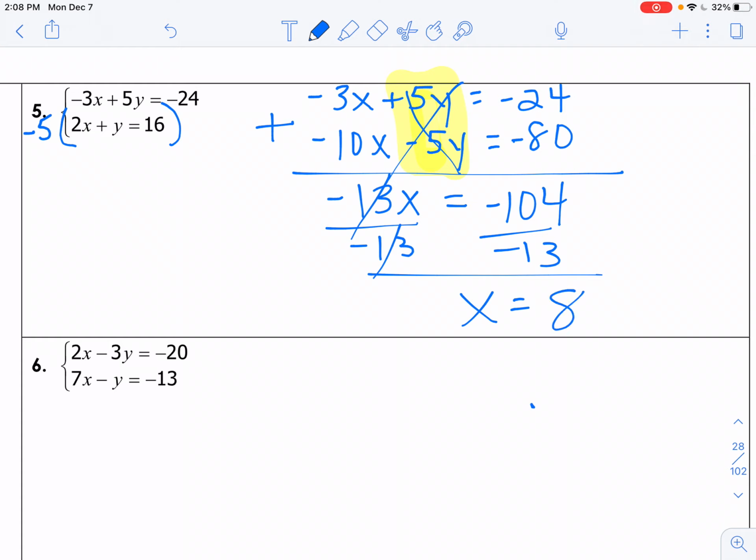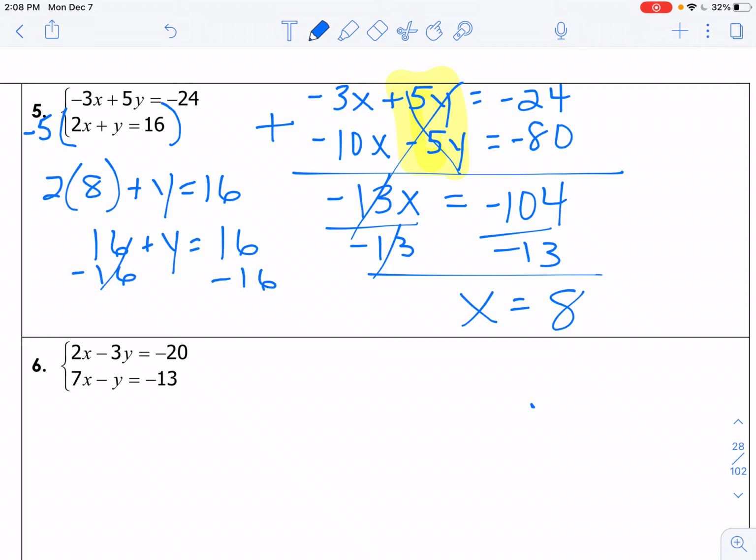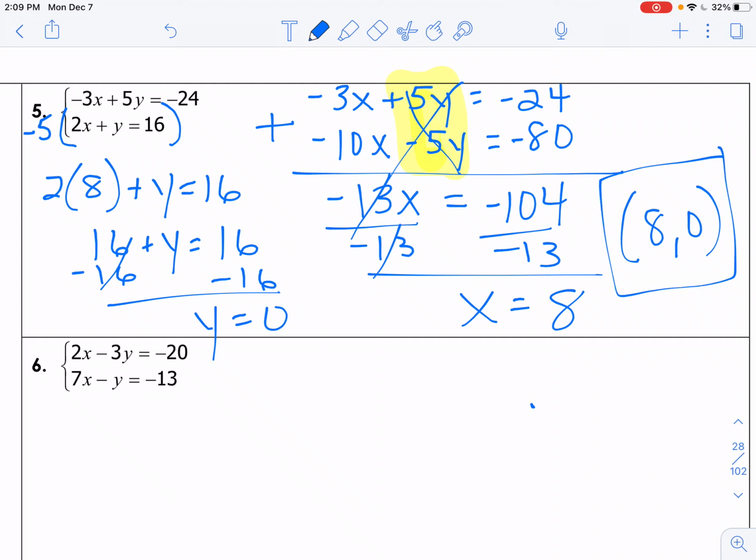Okay, now we just got to plug it in to find y. I'm going to use this second equation again. So 2 times 8 plus y, 16 plus y. Subtract that to the other side, and we get y equals 0. So our ordered pair is 8, 0, and that would be your final answer.